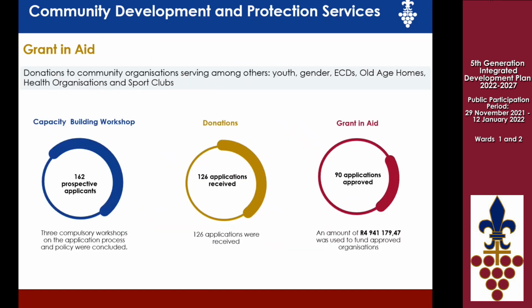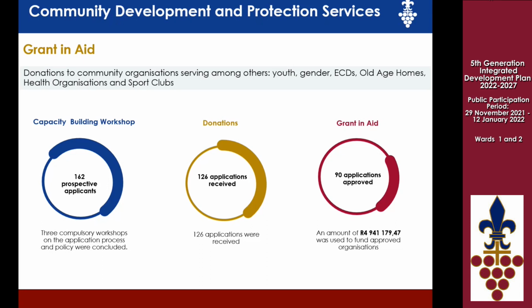Grant in aid: donations to community organizations serving, among others, youth, gender, ECDs, old age homes, health organizations, and sports clubs. Capacity workshop: 162 prospective applicants were trained. Donations: 126 applicants received. Grant in aid: 90 applicants approved. And then looking at the bottom, three compulsory workshops on the application process and policies were conducted in terms of the capacity building workshops, and donations, the 126 applications were received as mentioned.